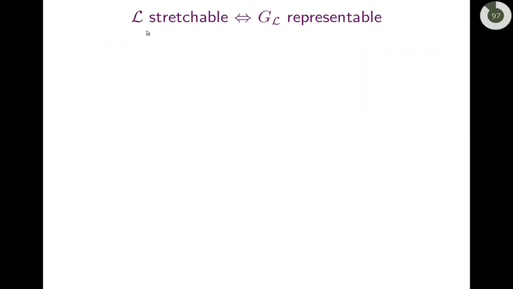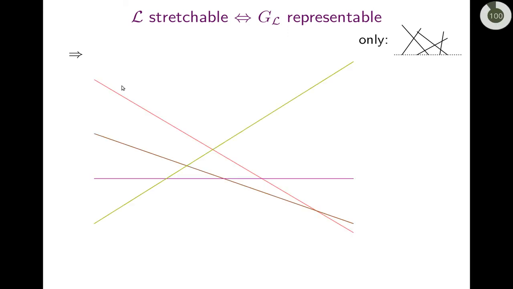So what I have to show in order to show existential hardness is that L is stretchable if and only if GL is representable as a pi order representation. And I'll show it only for the case that all the objects are grounded to a line. It's a little bit more difficult for everything grounded to a circle, but it's essentially the same. So let's do the only if direction. So assume L is stretchable, then that's the stretching.